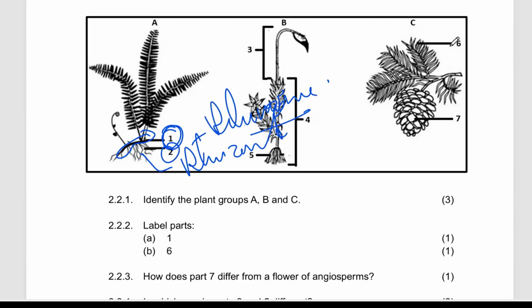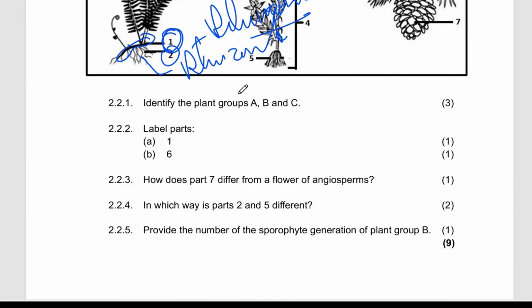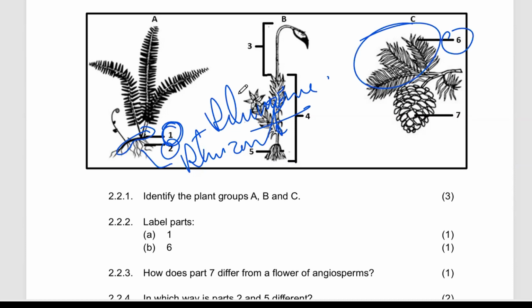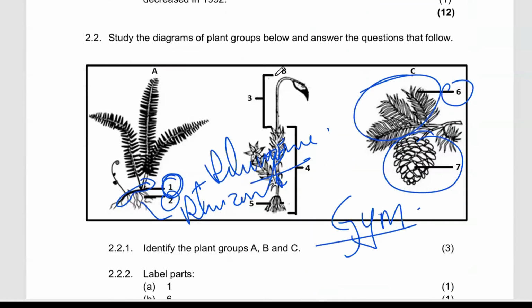Then part 6, where is part 6? Oh, they are looking for this part. So part 6 is called the needle leaves. These are leaves, but they look like needles. That's why you call them needle leaves. Then they are saying, how does part 7 differ from a flower of angiosperm? We see that part 7 has naked seeds, while in the flowering plants, the seeds are protected within a fruit. So we call them gymnosperms, because their female reproductive structure is naked. They don't have a fruit.